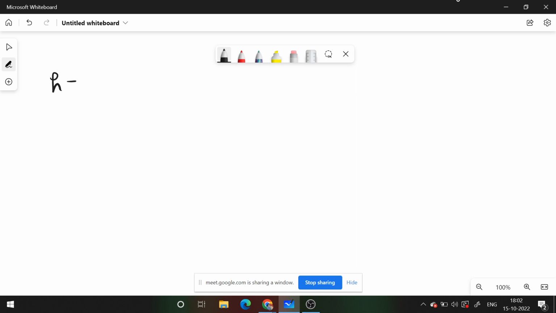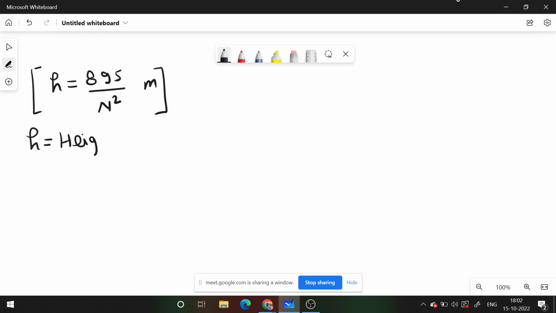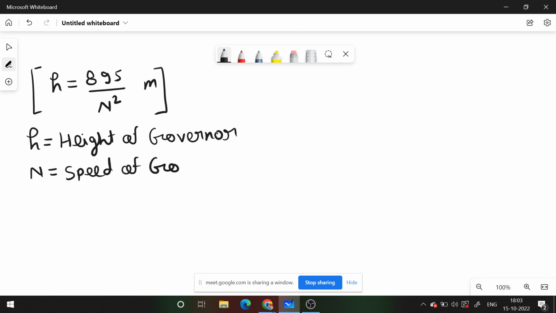H is equal to 895 upon n square, in meters, where h is the height of the governor and n is the speed of the governor. Okay.